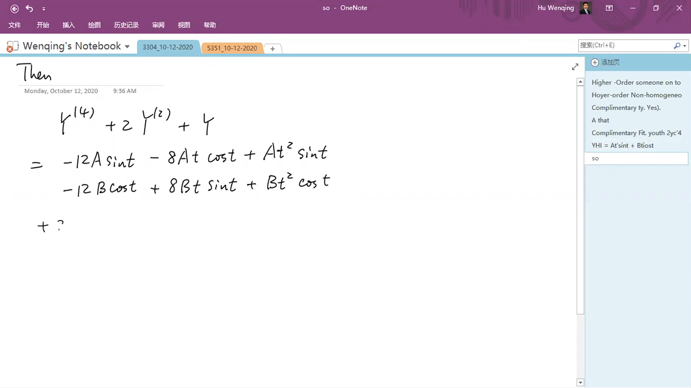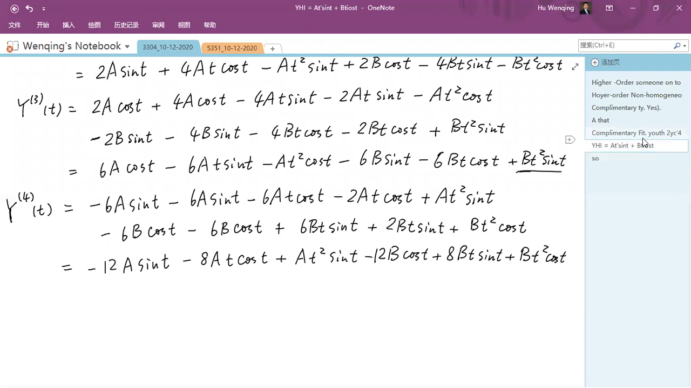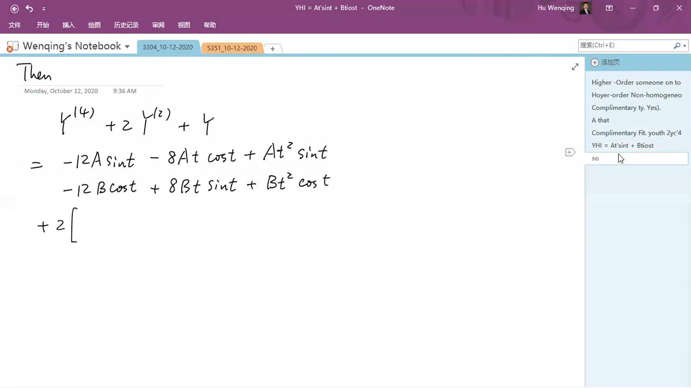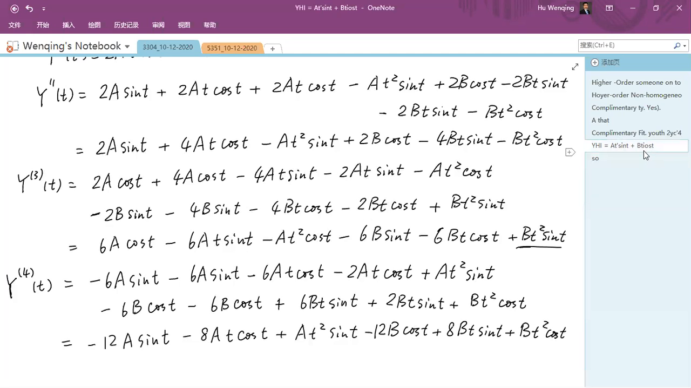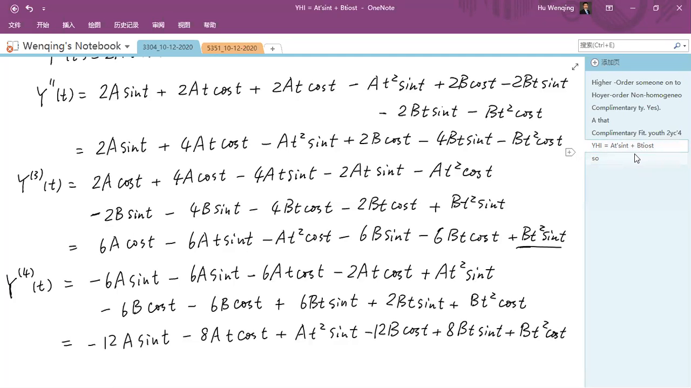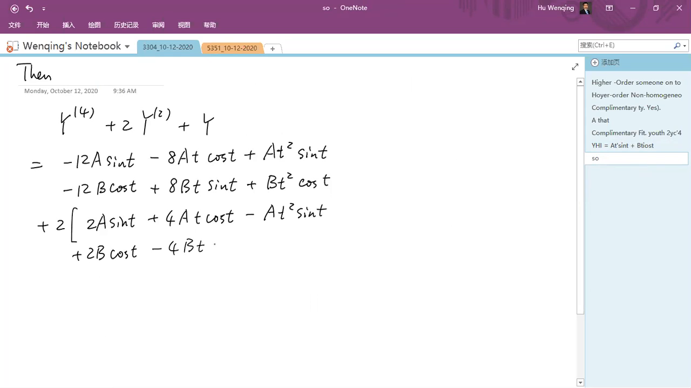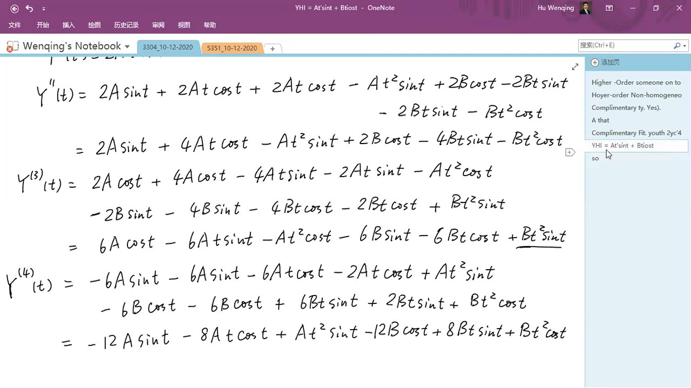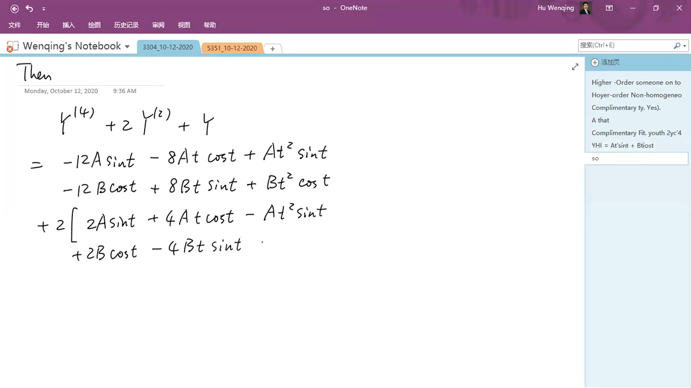Then you have to do 2 times the second derivative. The second derivative has all these terms: 2a times sine t, and then 4at cosine t, then at squared sine t, and then 2b cosine t, and then 4bt sine t, and then bt squared cosine t. This whole thing is multiplied by 2.